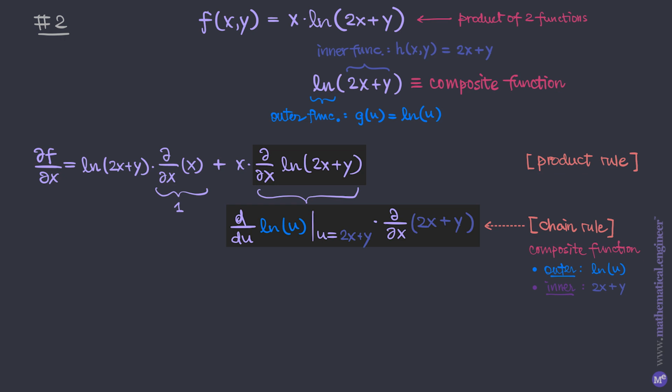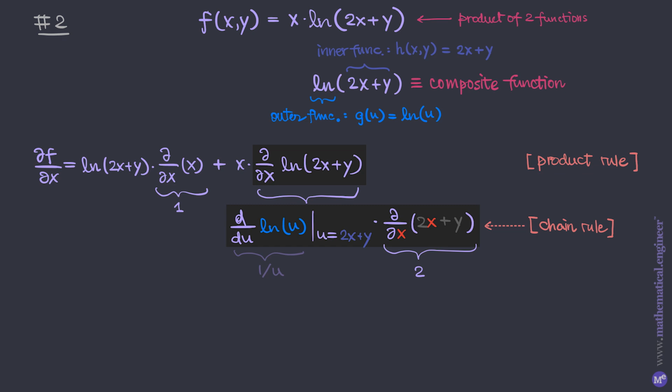The first part is an ordinary derivative of the outer function evaluated at the inner function. The second part, which is the adjustment for the inner function, is the partial of the inner function with respect to x. Differentiating ln of u, we have 1 over u. To evaluate the partial with respect to x, we hold y constant. Now we are differentiating something like the linear function 2x plus a constant, so the partial is 2.